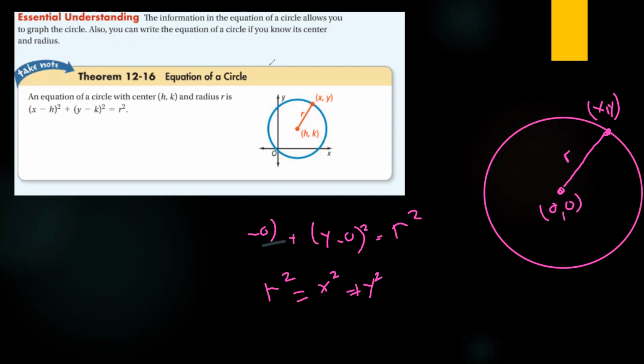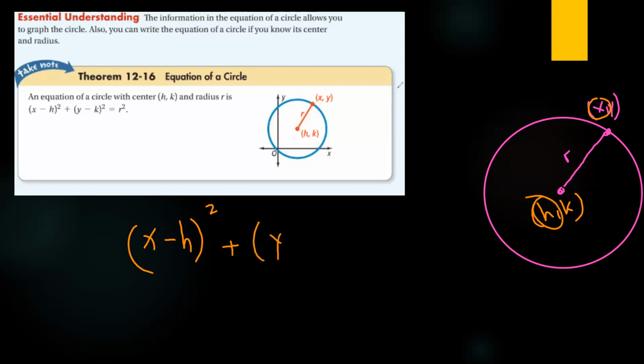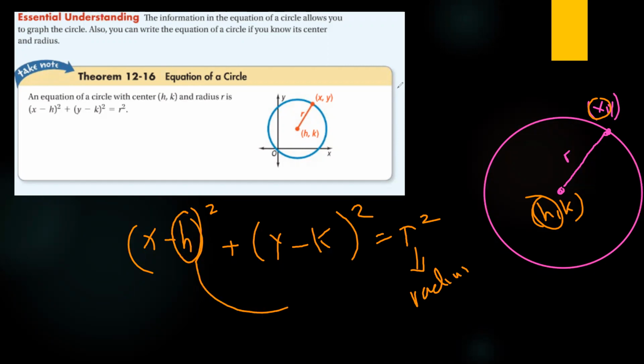But if the center is not at the origin, like if I have a point like H and K, you have to say x minus h squared plus y minus k squared must be equal to r squared. We call that the equation of the circle, as you know it from before. This is the radius. To find the radius, you have to find the square root of r squared, and to find the center, you use h and k. And if you have the center and the radius, you can graph the circle. So the equation of the circle helps you to find the radius, to find the center of the circle, and to graph the circle.